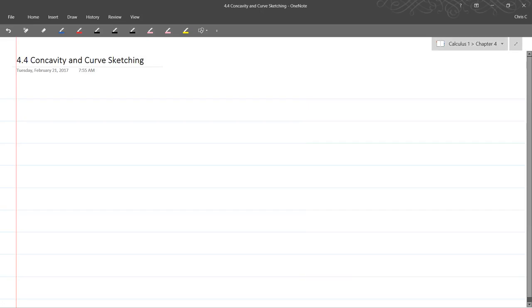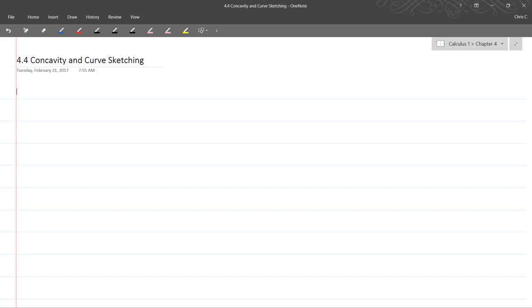All right, so we saw concavity. So we saw concavity. I don't need to go back and talk about concavity. So we saw that before.